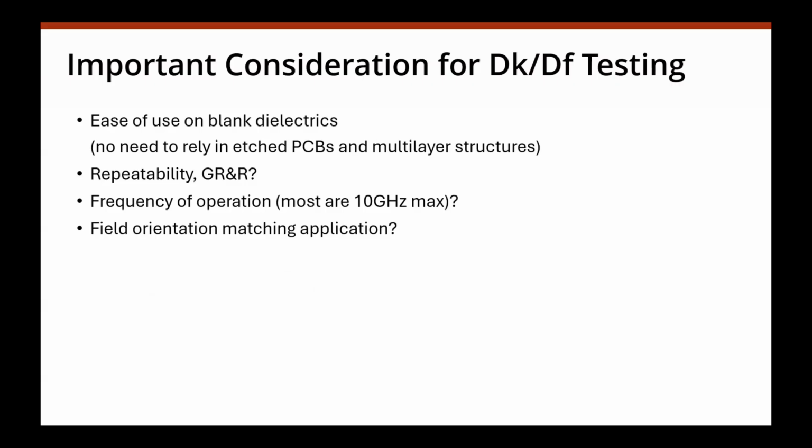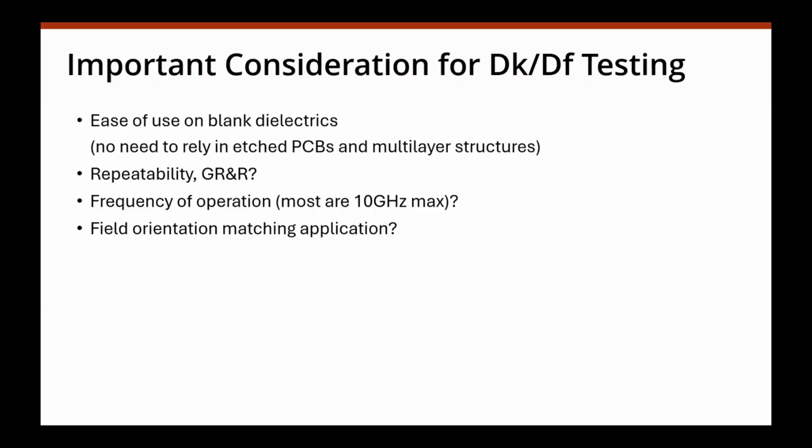Which brings me to the question of what's important when you talk about Dk and Df testing. And to me, as someone working at a laminator, it really needs to be easy to use on blank dielectrics. Please keep in mind, we at Isola are not a PCB manufacturer, so we can't really etch traces and do multilayered structures. So we really need to rely on either fully covered dielectrics or fully etched-off dielectrics, but we can't really rely on transmission lines, resonators, and that type of structure.